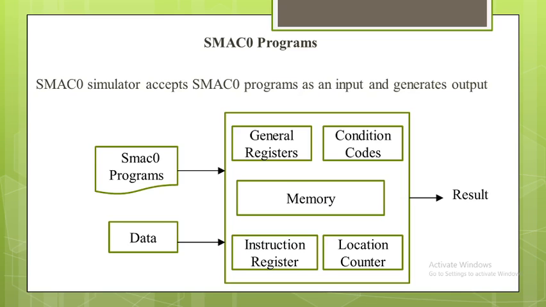SMAC 0 programs are written with the help of instructions specified in the previous section. A hypothetical computer or SMAC 0 simulator accepts these SMAC 0 programs as input and gives the result or output. So as shown in this diagram, the SMAC 0 programs and data will be processed by using general registers, condition codes, memory, instruction register and location counter, and we will get the result over here.